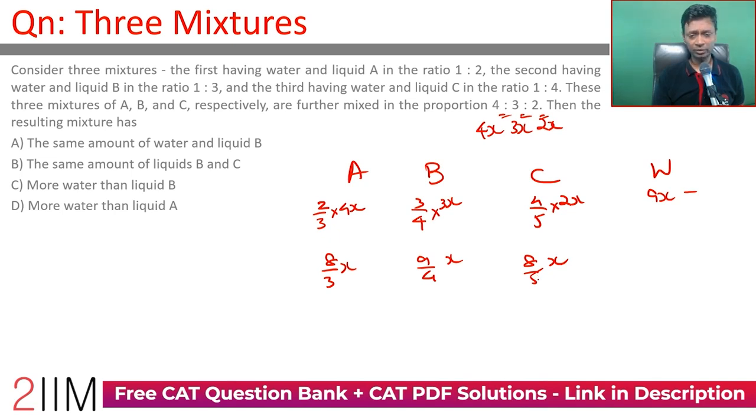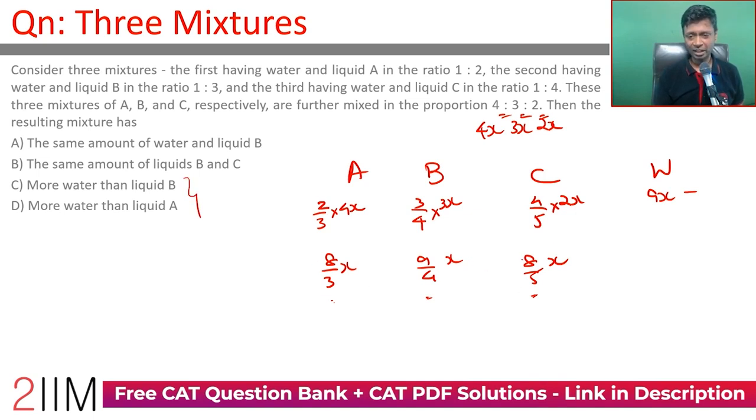And so now we have to go with the answer choices. This is a little more than 2, a little more than 2, a little less than 2. If we add all this up, it should be close to 6. Water will be close to 3x. And so let's think about this. It has the same amount of water and liquid B. That's not the case. Same amounts of liquid B and C. That's not the case. More water than liquid B. Probably yes. More water than liquid A. Both can't be true. So let's look at the numbers in more detail.